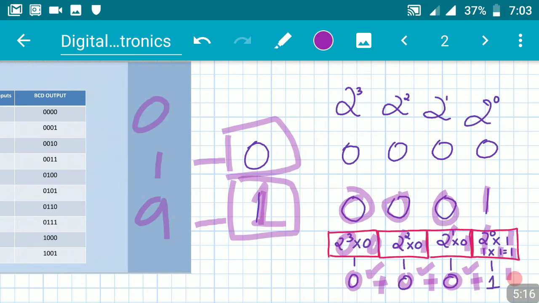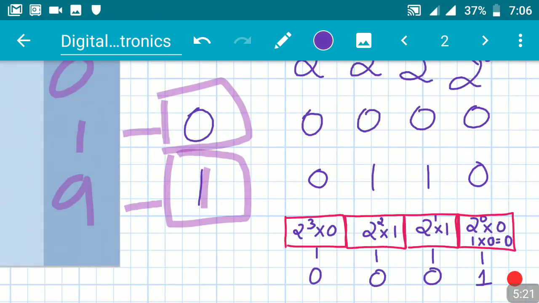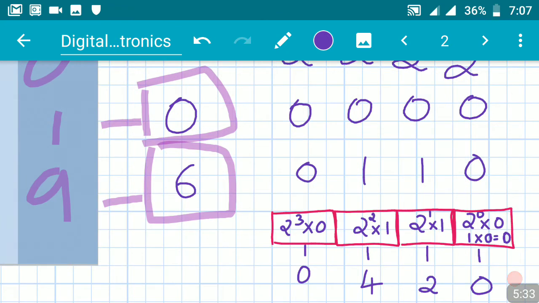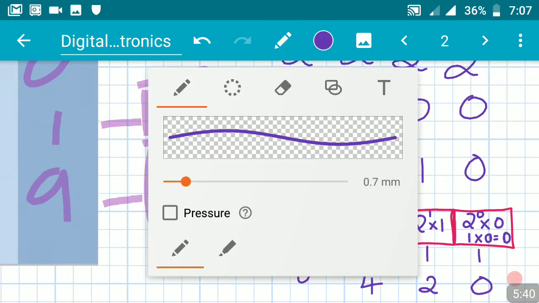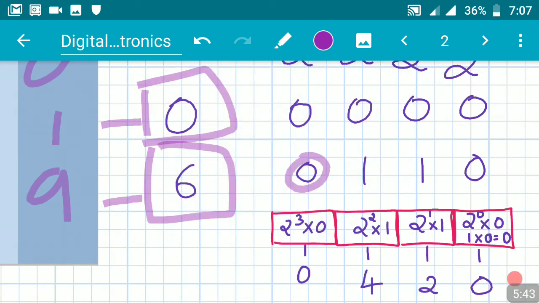Let us consider one more number from the group. Here we have one more number considered. What is that number? That is 0110. What the answer is that it gives, we are going to understand here. Yes, here we consider the number 6. The BCD output for this number is going to be 0110.